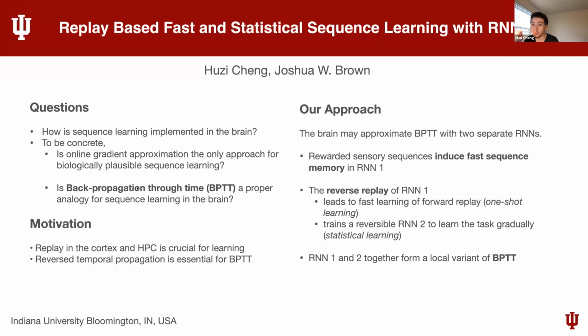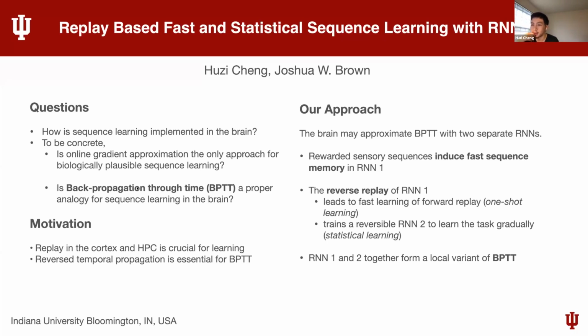So we know there are a lot of learning algorithms for RNNs that are online approximations of BPTT, right? But we're also asking the second question, that is, is backpropagation through time a proper analogy for sequence learning in the brain? So we know BPTT is notorious for its requirement of external storage of hidden unit activities. But here we argue that BPTT could be possible in the brain based on two key observations.